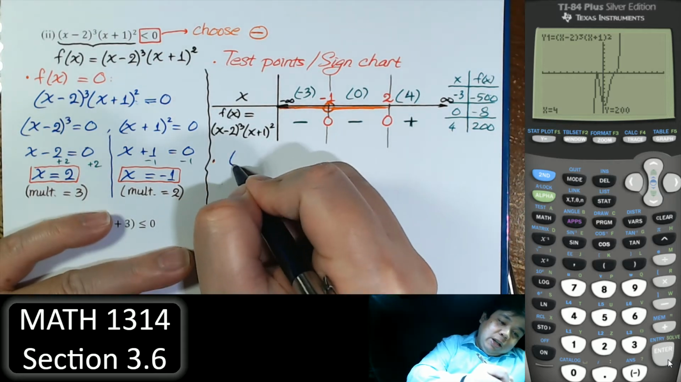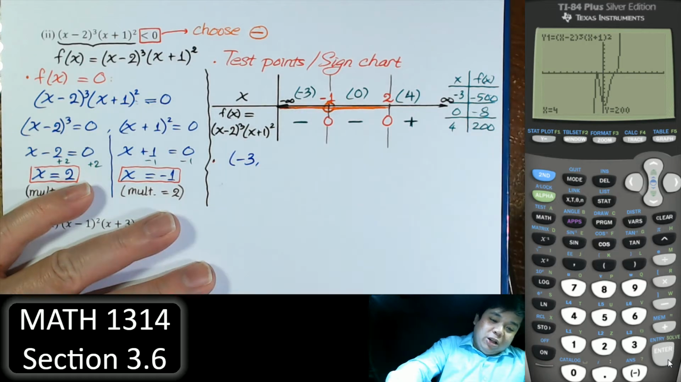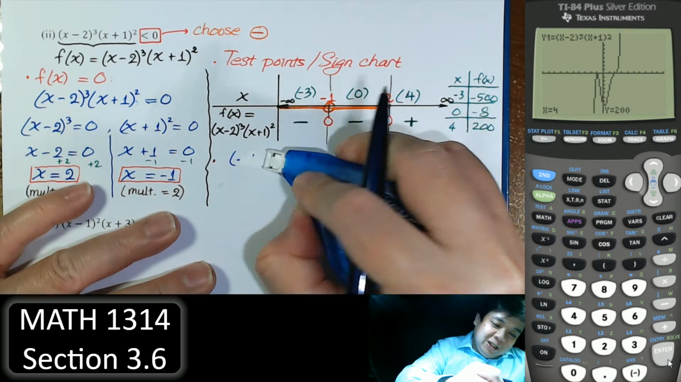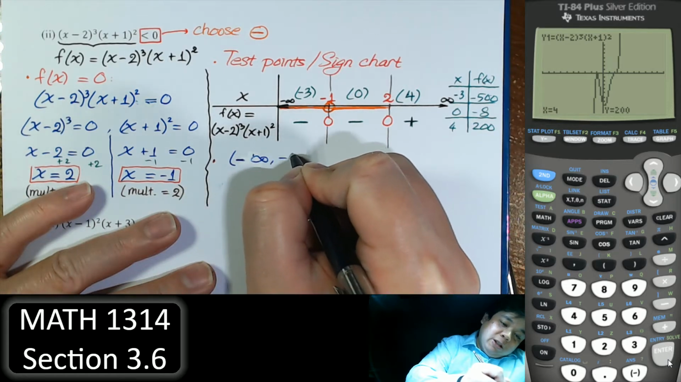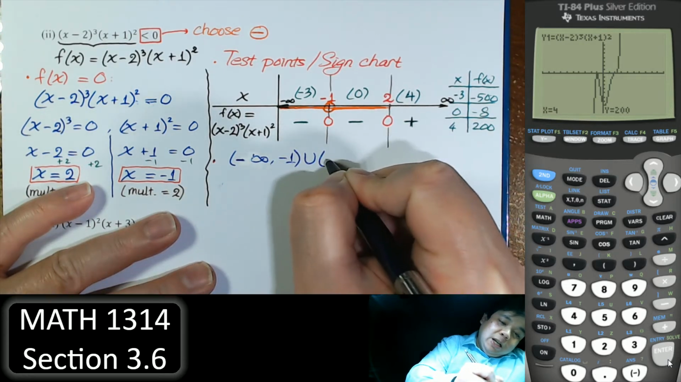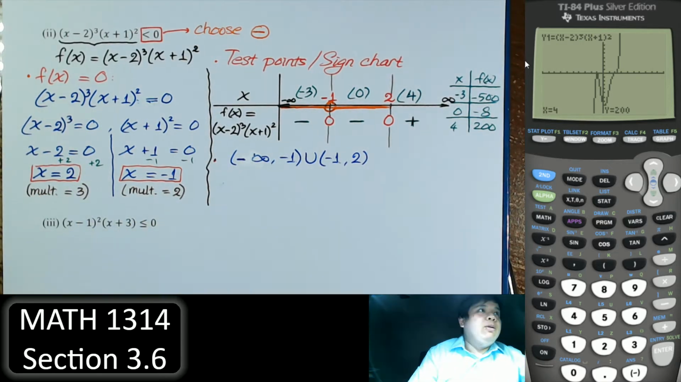Sorry, don't write -3, it's a test point. -infinity to -1, write the interval. And then -1 to 2, not including the -1. Now as you see, this is the graph. It is below the x-axis from -infinity to -1 and from -1 to 2. When x is greater than 2, the function is above the x-axis.